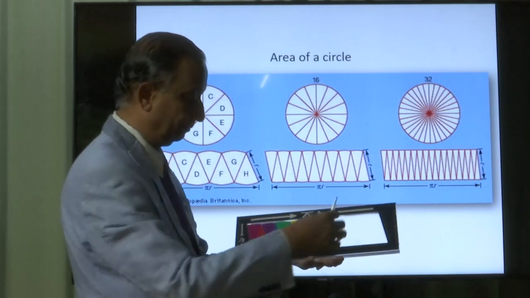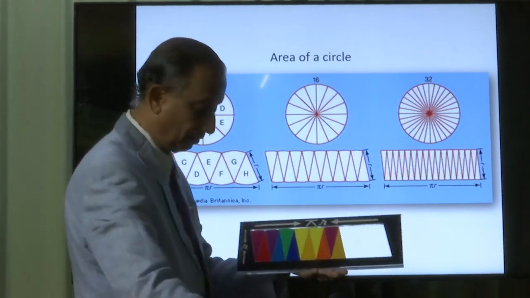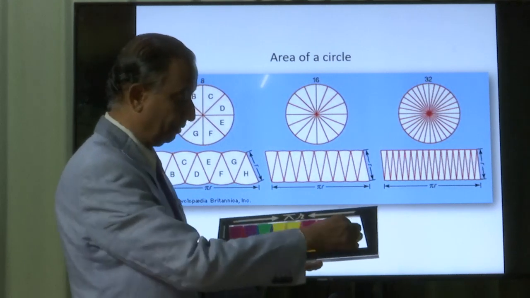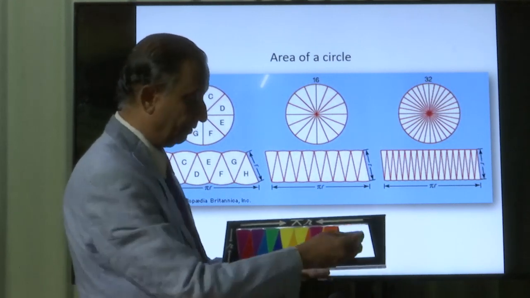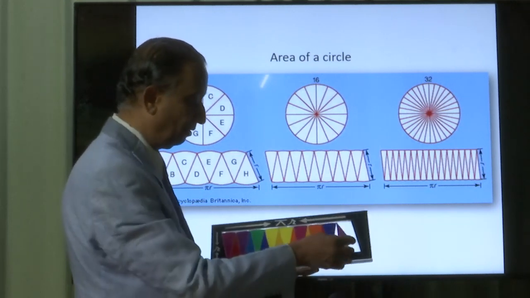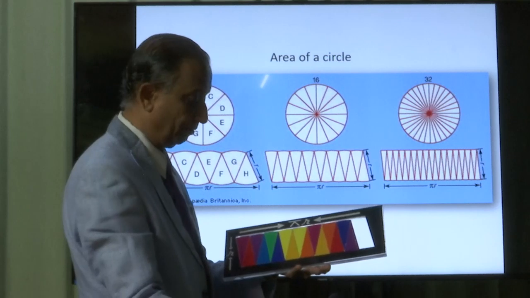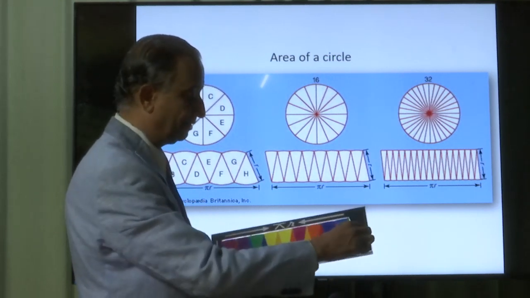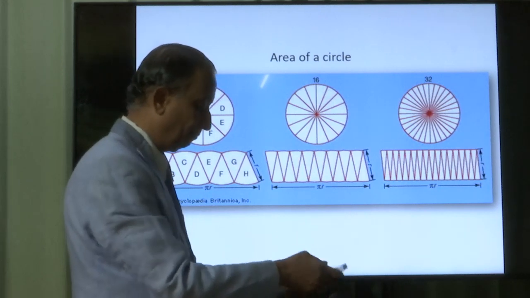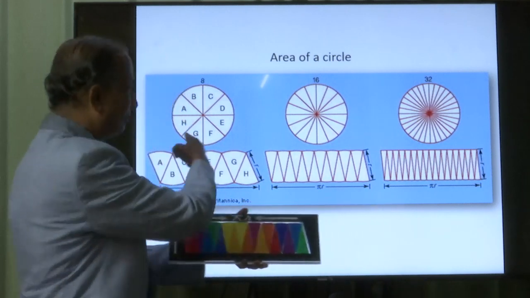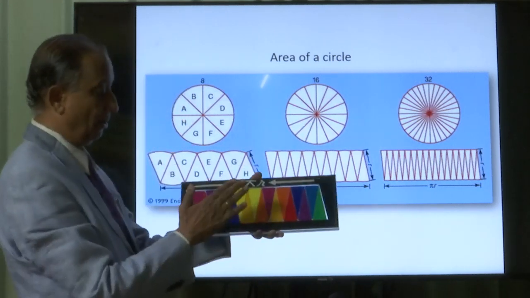Are you able to see, children? See, it is getting filled up now. The entire parallelogram is covered with these sectors of equal area. They are all of equal area. Okay. Now, the last one fits exactly here. Okay. Yes. So, nicely organized. The same thing you are seeing here.